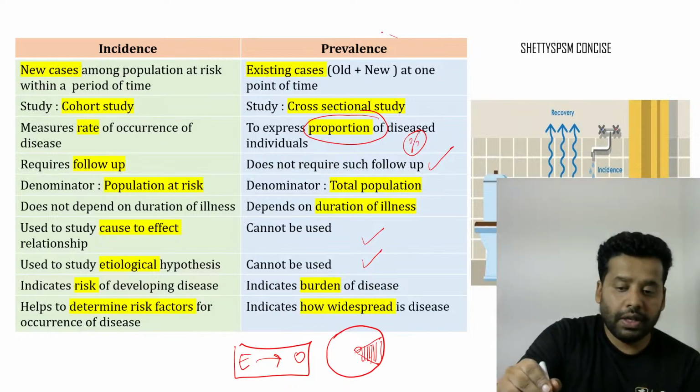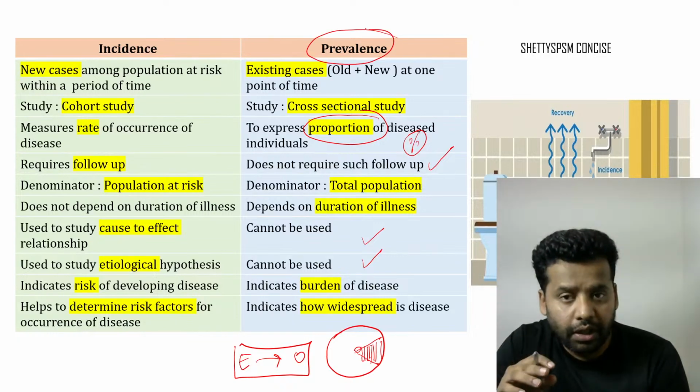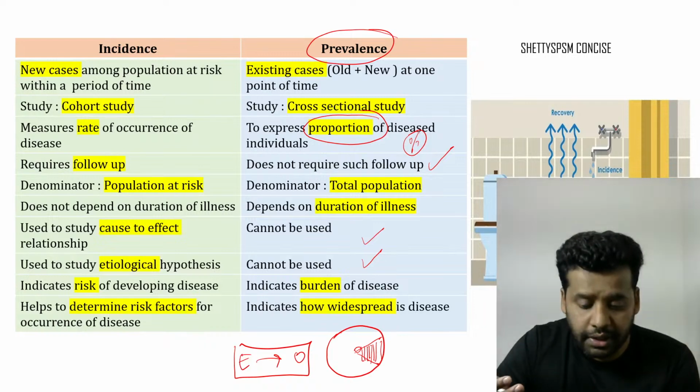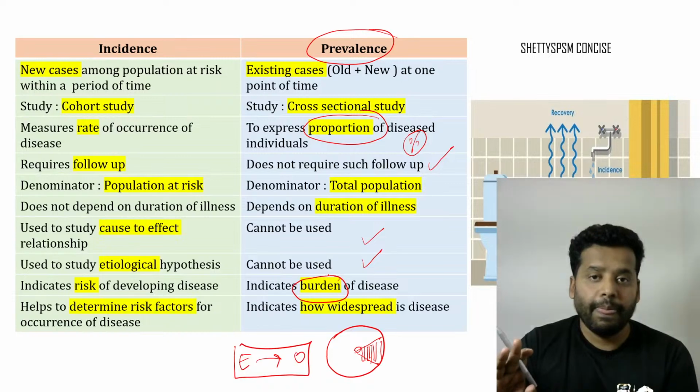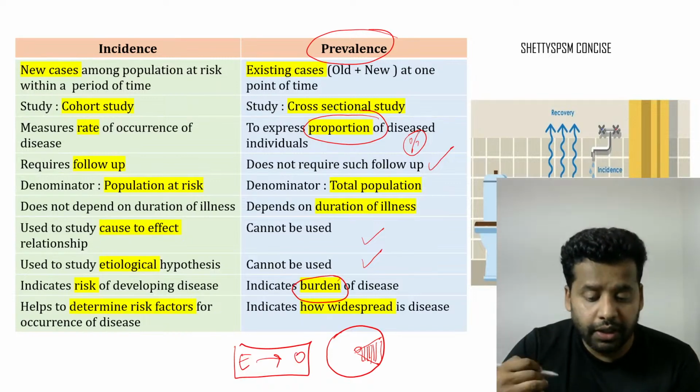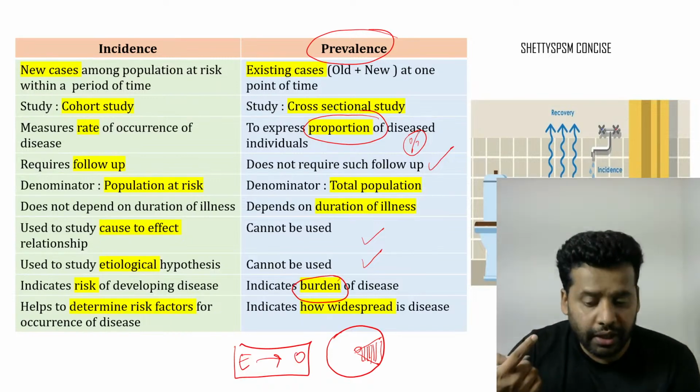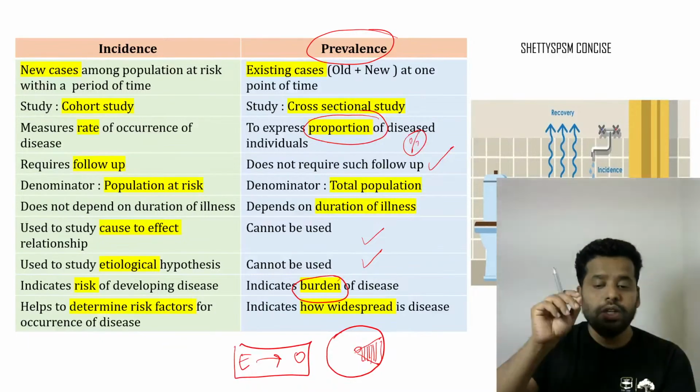We get only prevalence. It is not a measure to study how they develop disease. It will tell how many are having disease. That's it. It will not tell how they developed disease. How they develop disease is totally different thing. It will tell only burden.